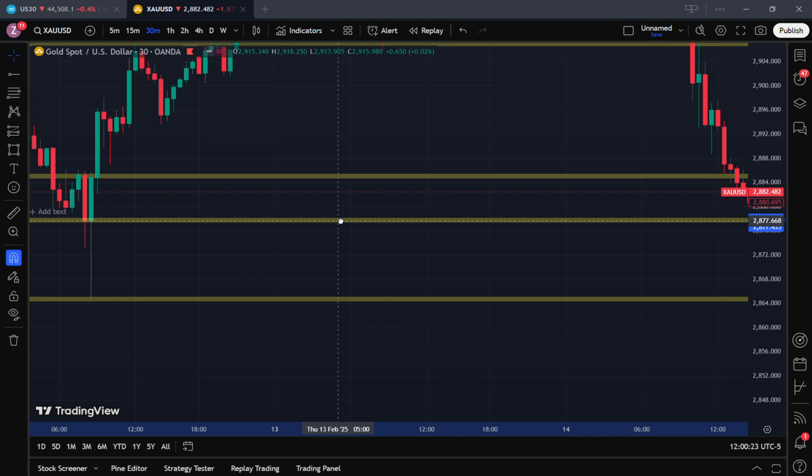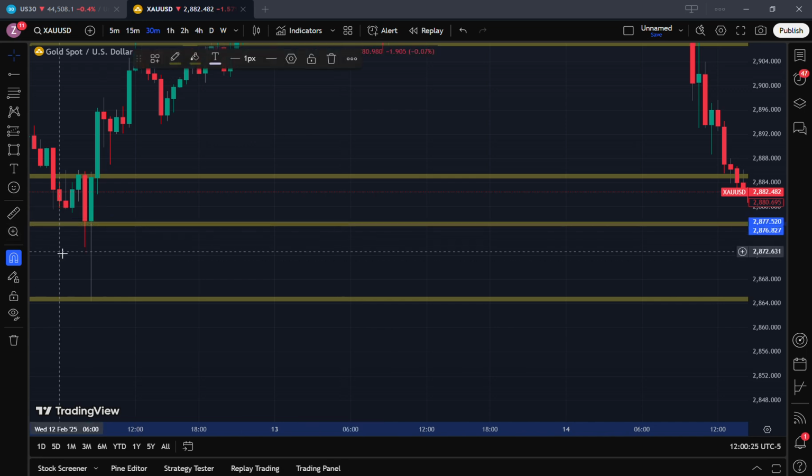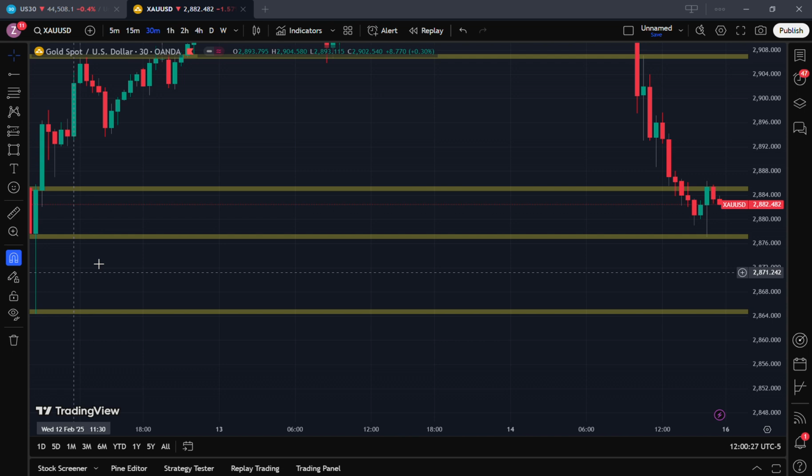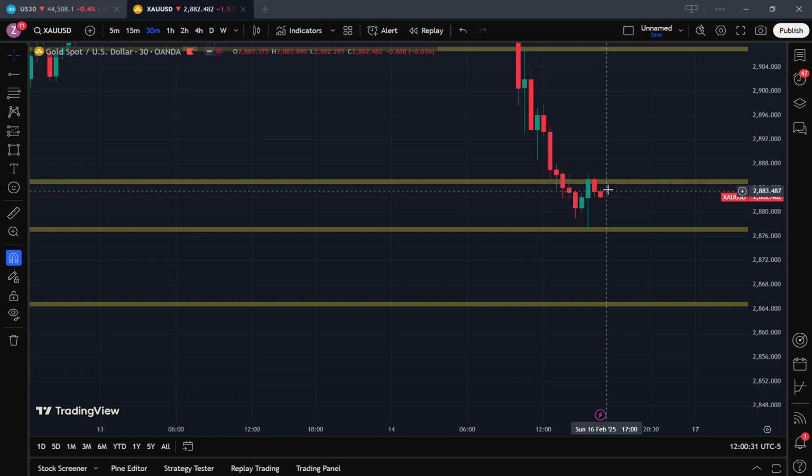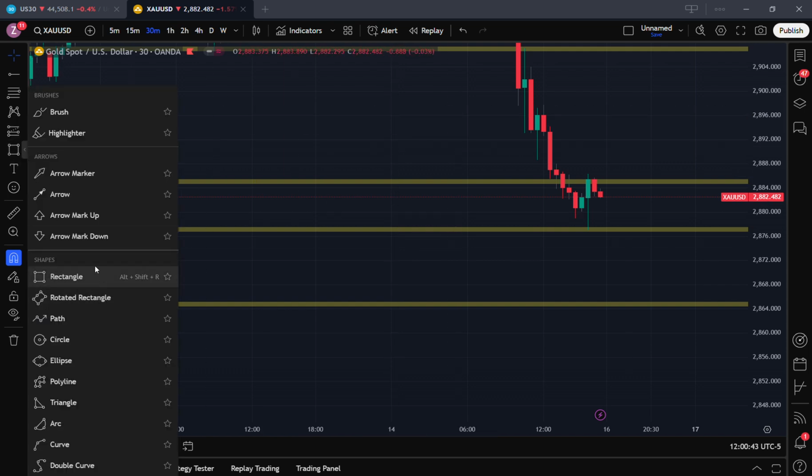I'm going to mark this support, sorry, my bad. Yeah, this is a very good area. This area has been tested before. So first of all, when the market opened during the Asian session, I will not be trading here. If the candle closes, let me just mark it for you.